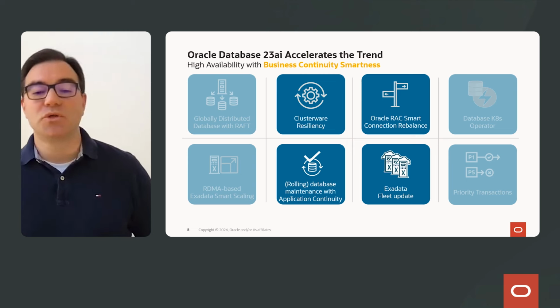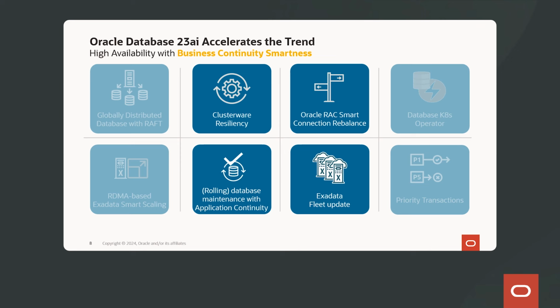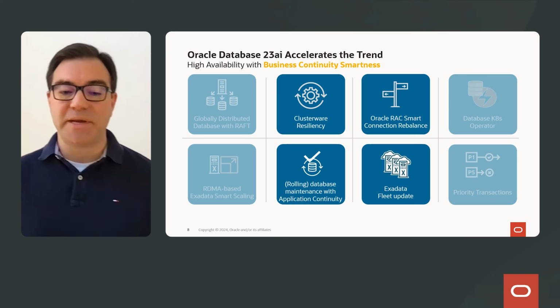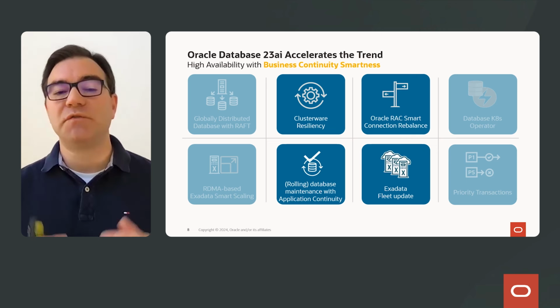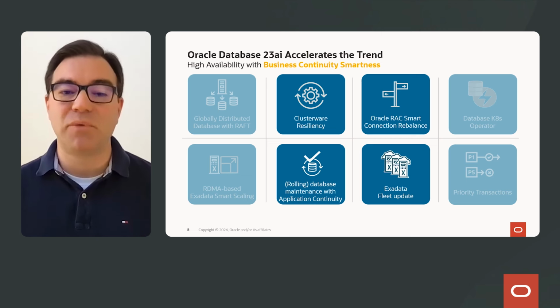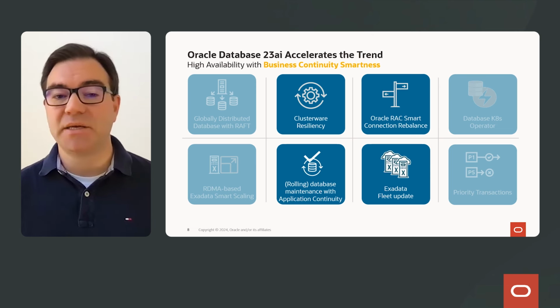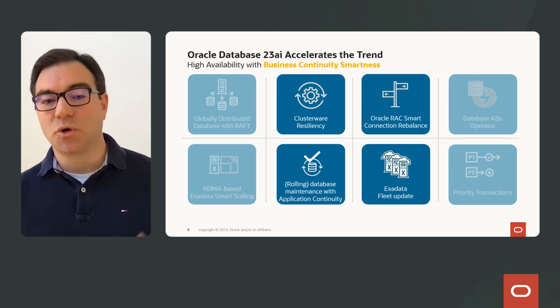For this session, I will be focusing on the 4 areas highlighted here in the middle of the slide. The first 2 are cluster-aware resiliency and Oracle Exadata Smart Connection Rebalance. And they will basically extend and build on the examples I've already provided regarding smart fencing and database smart features. The other 2 areas of features, rolling database maintenance with application continuity and Exadata fleet update, I want to talk about based on feedback received from our customers that in the area of planned maintenance, business continuity smartness would be appreciated and perhaps even needed. And that's exactly what Oracle Database 23AI is focused on as well.